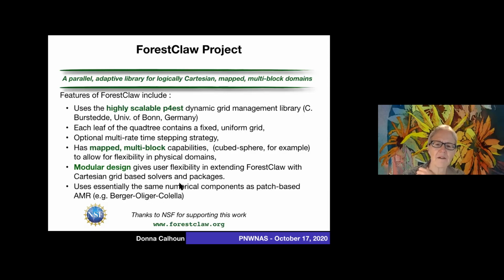We have set it up with the idea that it can be extended by several solvers. For example, we've extended it with the ClawPack solver, with GeoClaw, and several other solvers. Essentially, the time stepping and the numerical algorithm for the adaptive mesh refinement is based on the Berger-Oliger-Colella approach to AMR.